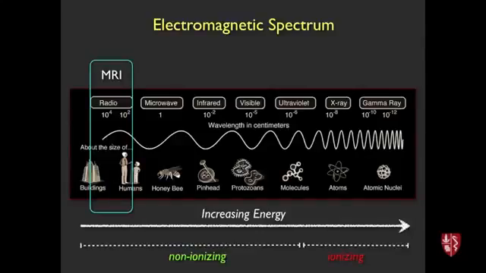So MRI is way down here in the low energy, non-ionizing end of the spectrum. The wavelengths are very long, on the order of buildings or the size of people.